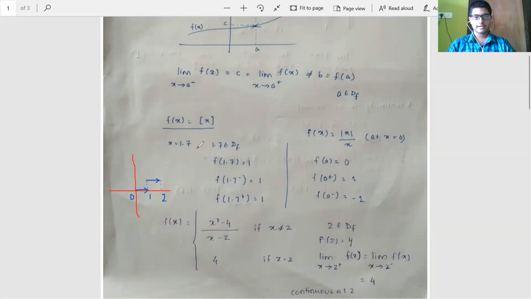So first of all, let us see if 1.7 is in the domain. Yes, 1.7 is in the domain of the function. Now the second condition is we have to check if LHL and RHL are equal or not. So this is RHL, this is equal to 1, and 1.7 is somewhere in between, right? Let us say this is 1.7. So RHL is equal to 1, yes, true, and LHL is also equal to 1, and the value of the function at that point is also equal to 1. So we can say that yes, at 1.7 the function is continuous.